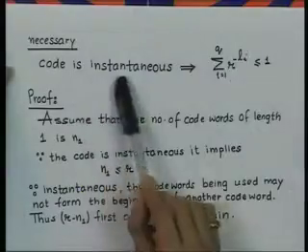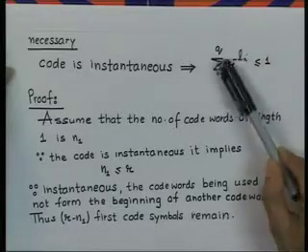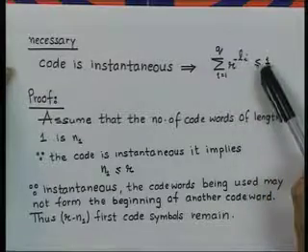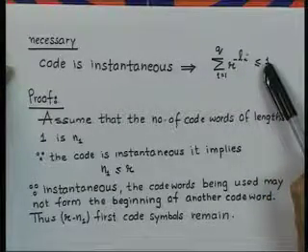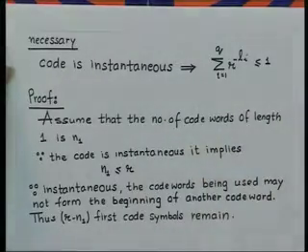We have looked at the proof of the sufficient part of the Kraft inequality. Now we look at the proof for the necessary part of the Kraft inequality. The necessary part of the Kraft inequality says that if the code is instantaneous, then it implies that the summation of r^(-Li) from i equal to 1 to q is necessarily less than or equal to 1. Let us try to prove this relationship.